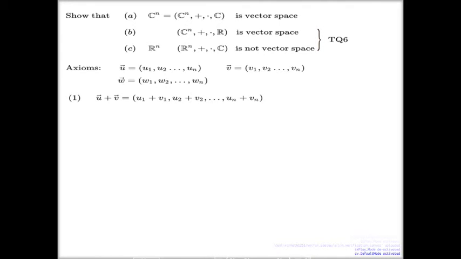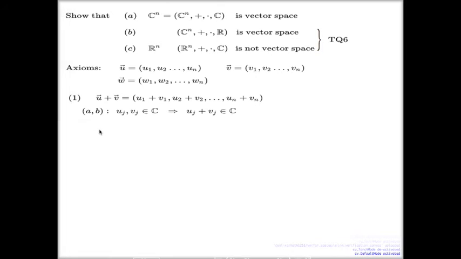And now I need to convince you that if I add these two, I will end up in the same space. In case A and B, in these two cases, the elements U, V, U, V, U, V come from complex numbers. And that's why if I add them, the result will be a complex number. And that's why every component in this resulting N tuple is a complex number. And that's why we have closedness with respect to addition.